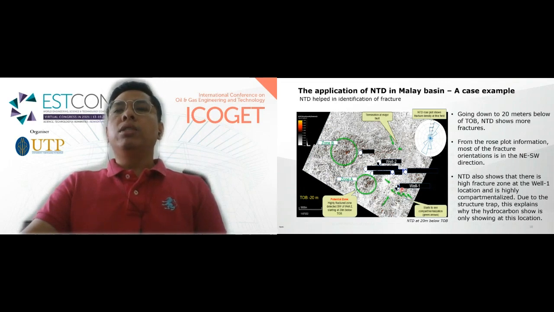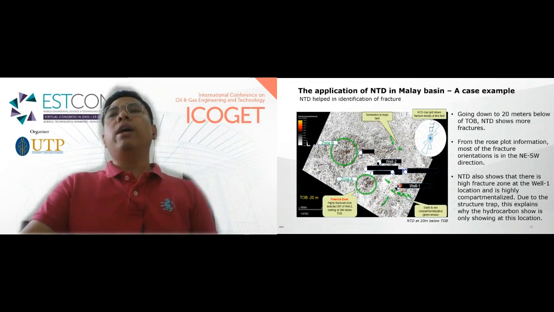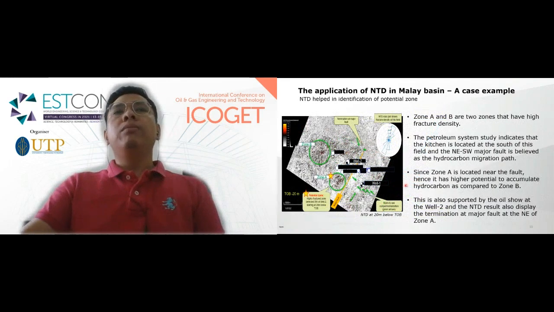And due to the structure trap, this explains why the hydrocarbon show is only showing at these locations, well 1 and well 2. Other than that, we come to what the things are that NTD helps with. NTD also helps in the identification of the potential zone.